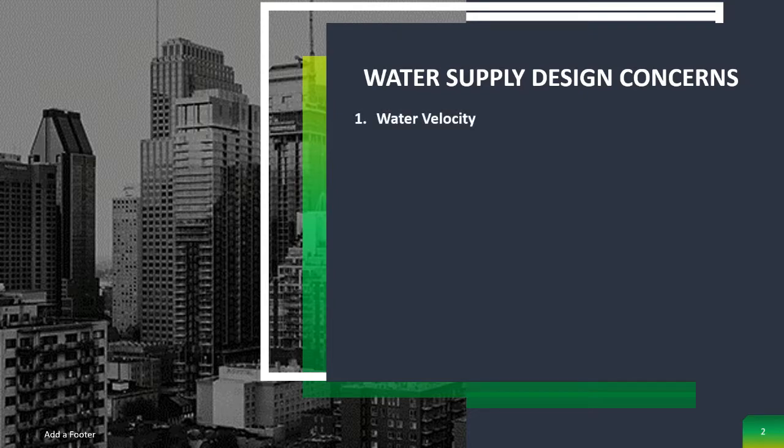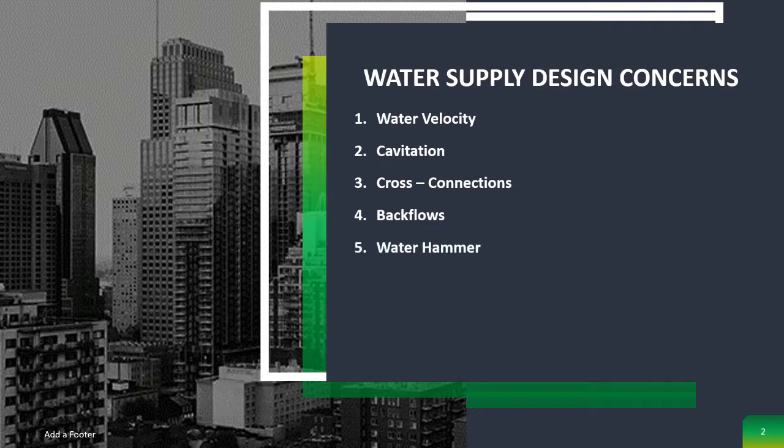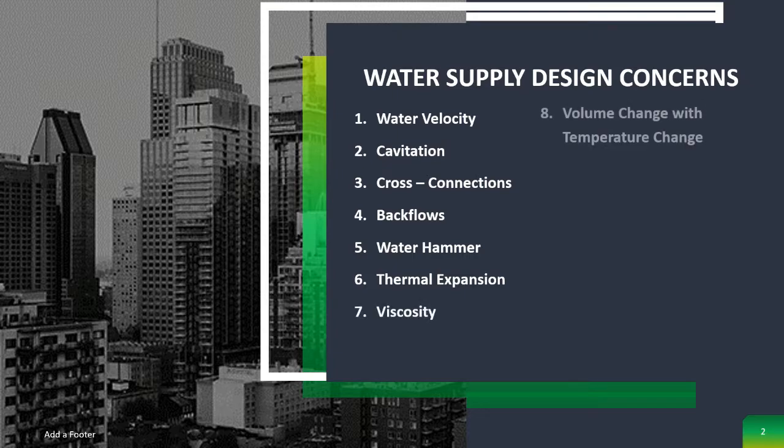Number 1, water velocity. Number 2, cavitation. Number 3, cross connections. Number 4, backflows. Number 5, water hammer. 6, thermal expansion. 7, viscosity. Number 8, volume change with temperature change. Number 9, aging. Number 10, pipe insulation. Number 11, testing, and lastly, leaks.